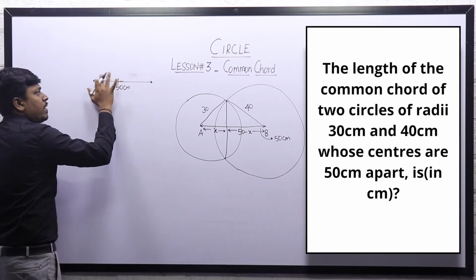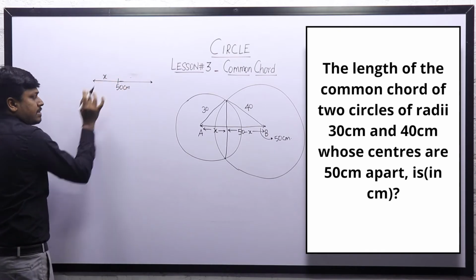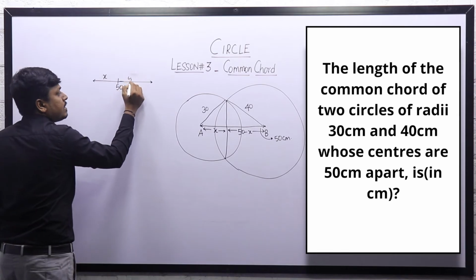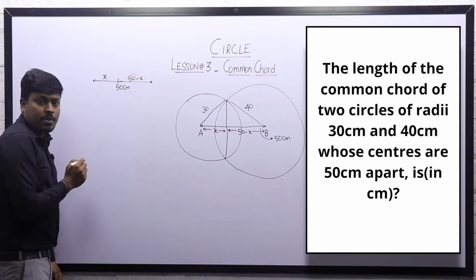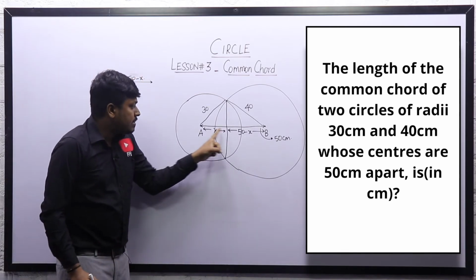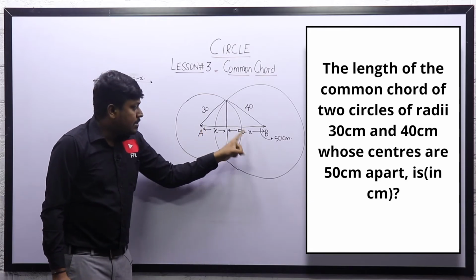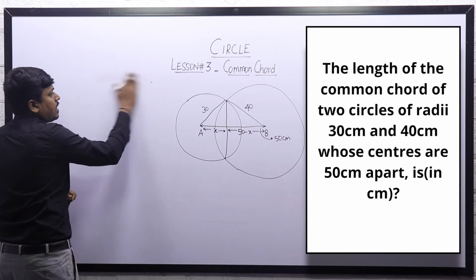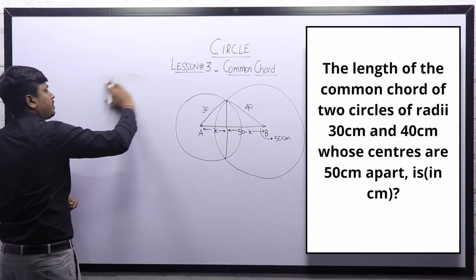So here what I am doing is, I am just assuming this as x. If this length is x, then this length will be 50 minus x. So 50 minus x. Understood or not? So that's the thing I have written here. So this length is x centimeter and this length will be 50 minus x centimeter, right? So now what is our target? Our target is to find the length of the chord.